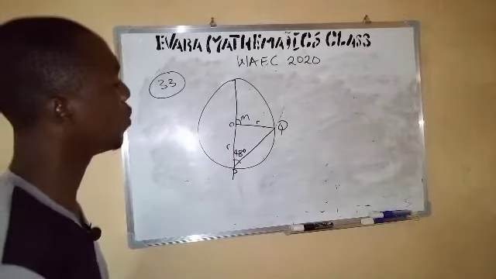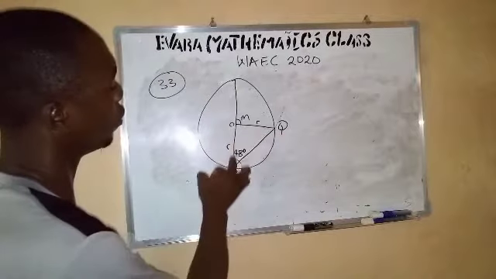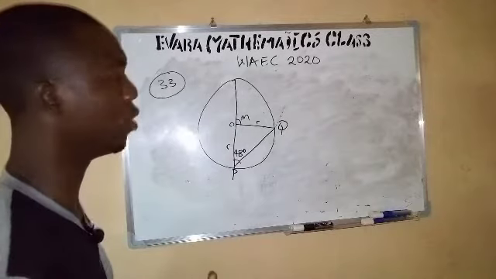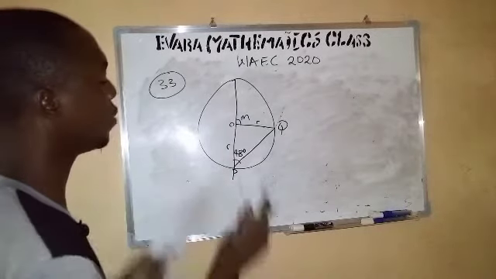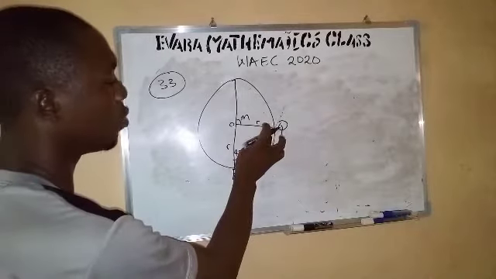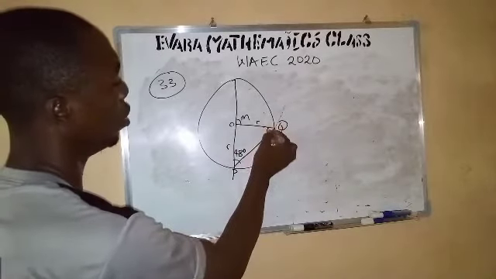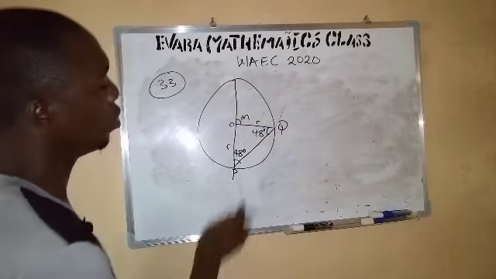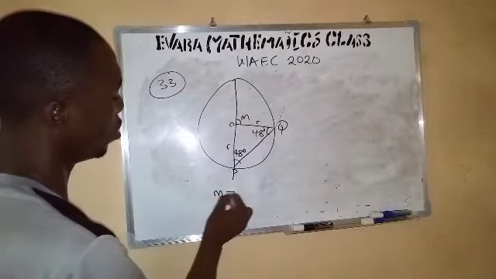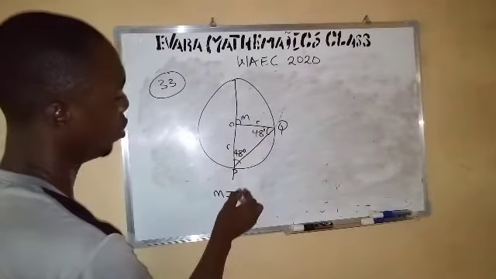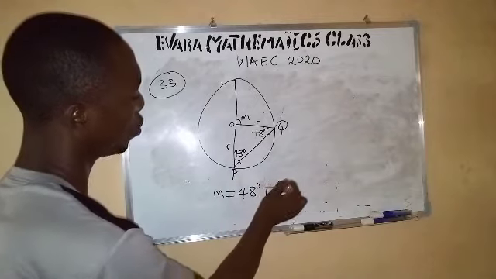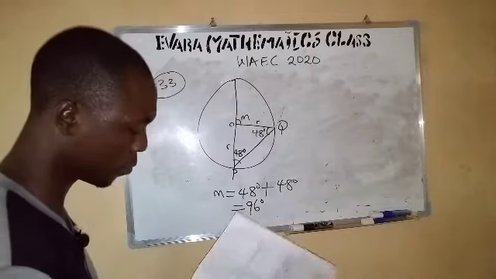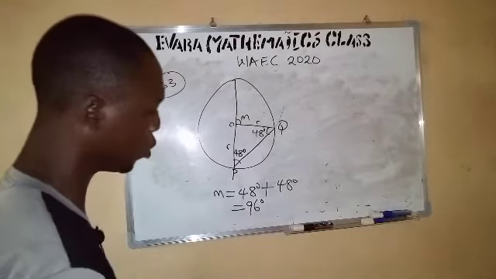So now, since we have established that this is a radius and this is also a radius, and we know that any radii in the same circle are equal. So if these two sides are equal, then this one too will be equal to this angle. Definitely, this will be 48 degrees too. And our m now is the sum of this angle and this. So we have 48 plus 48. So m is what? 96 degrees, which is option A.